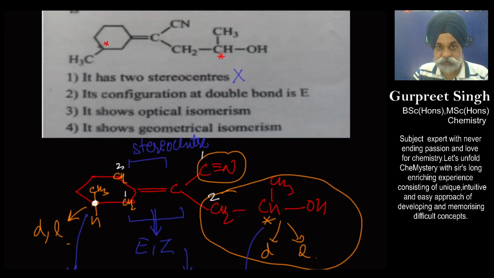What else has been asked? This is correct. Will it show optical isomerism? Yes. Will it show geometrical isomerism? Yes. I think it is clear to the girl who asked this question. The main query she asked is how to identify whether a double bond is a stereocenter or not. When a double bond starts showing geometrical isomerism, it can be considered a stereocenter.